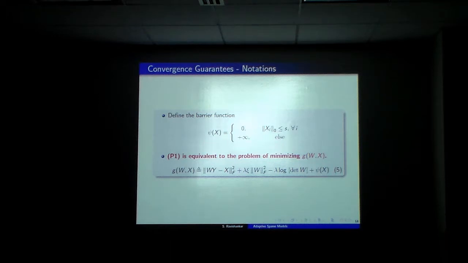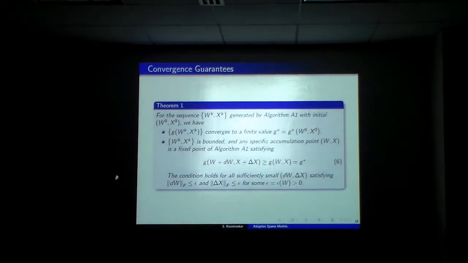Instead of the constraints that I had in the problem, I will be using the replacement, which is the barrier function, psi of x. Psi of x is plus infinity when the constraint is violated, and it's 0 otherwise. So the problem P1 that I talked about is equivalent to this unconstrained minimization problem. It has all the terms in the previous cost function plus the barrier function psi of x.